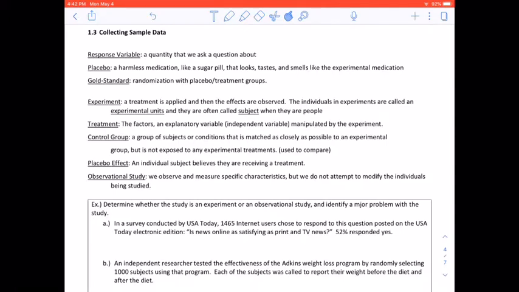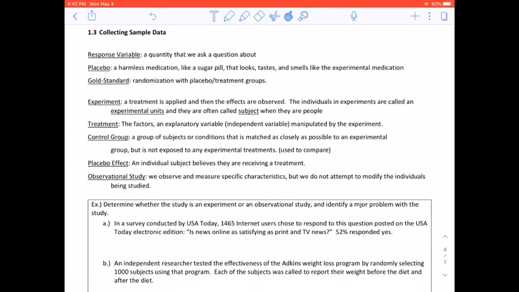Experiment is where a treatment is applied and then the effects are observed. The individuals in the experiment are also called experimental units, and they're often called subjects when they're people. Treatment is the factor, an explanatory variable, an independent variable manipulated by the experiment.